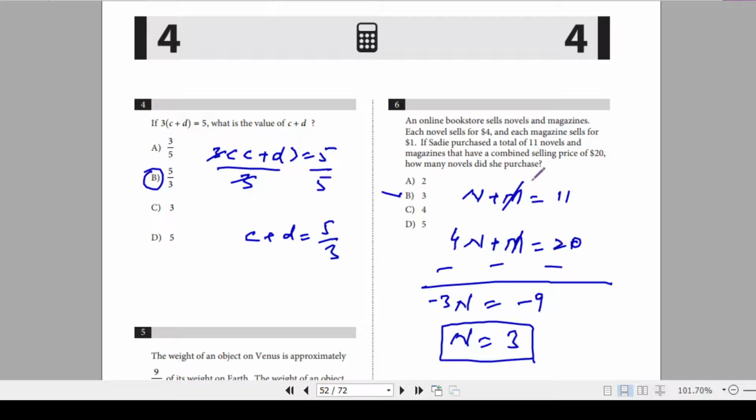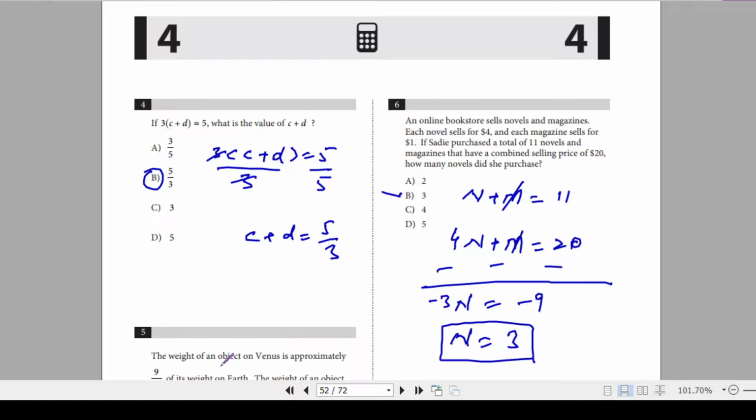Or you can substitute m from here in this equation and solve it for n. But usually substitution is longer than elimination. So if you have the option, go for elimination. That is faster and you have less chance of making errors. Okay, that's it.